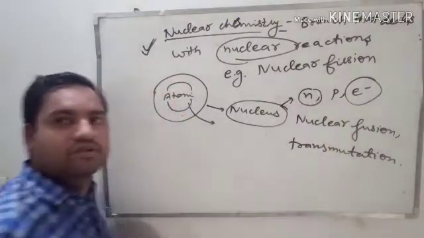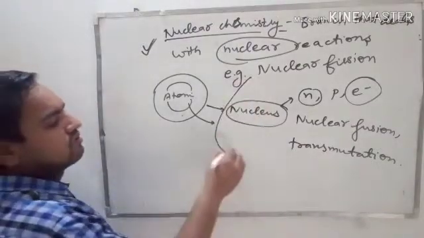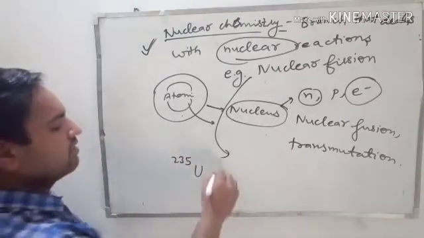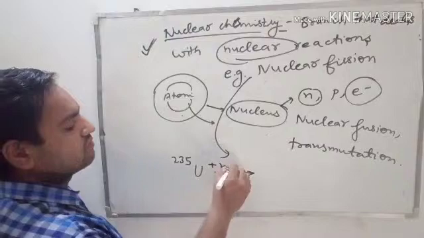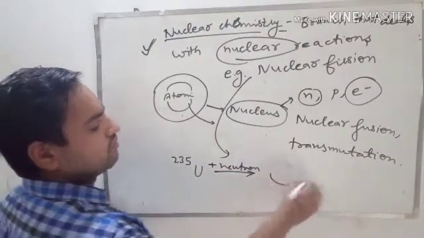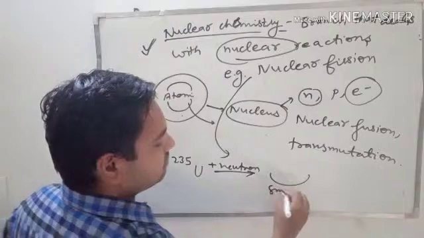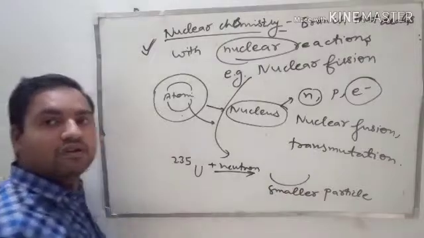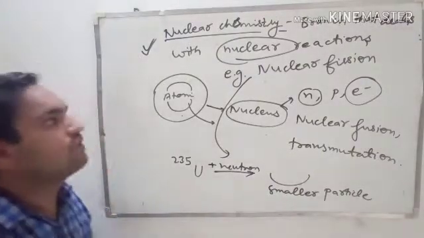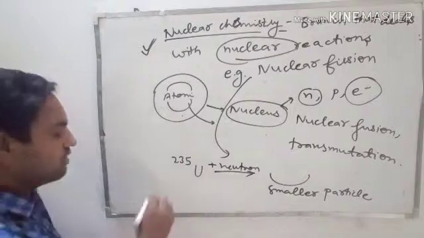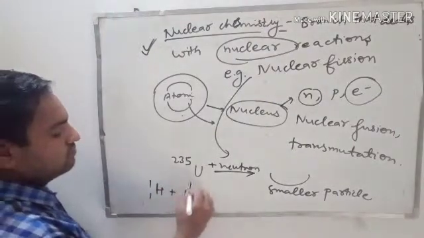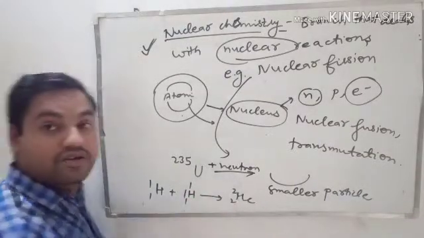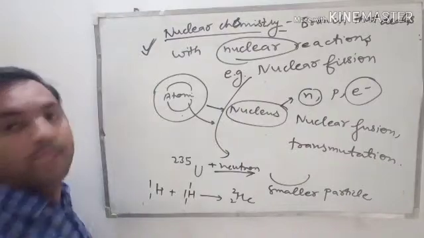All these are examples. Nuclear fission, you must know, you must have studied how uranium-235 disintegrates with the help of a neutron into smaller particles. And what is fusion? It is the reverse of nuclear fission, that is, two hydrogen atoms combine to form a helium atom. A large amount of heat and energy is released in these nuclear reactions.